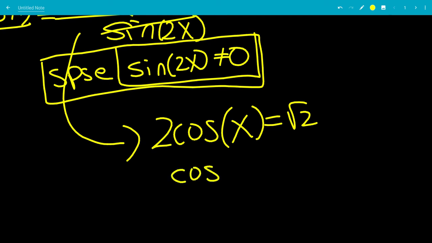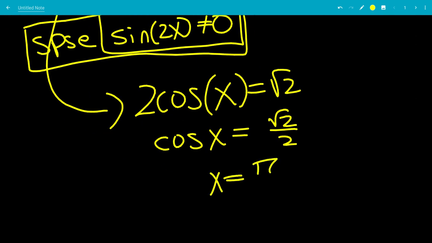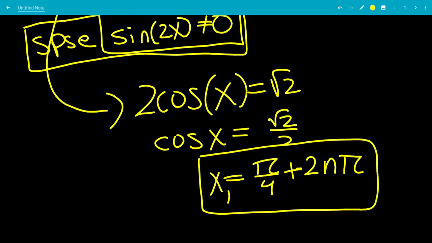The cosine x we can divide by 2, so this would be square root of 2 over 2. And you know the base angle for this in radians will be x equals pi over 4. Okay, so x equals pi over 4. Now this will be x1 because there will actually be more solutions than this. But because this is trigonometry, we can add 2n pi to the angle, and it won't change anything because it'll be a circle. You'll spin around the same rotation. So x1 is pi over 4 plus 2n pi.